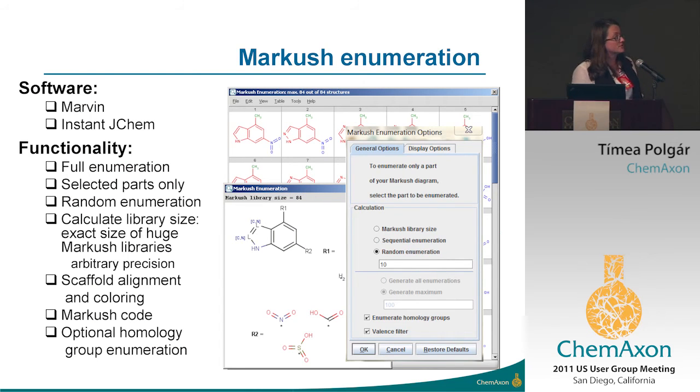So after searching, what else can we do with the Markush structure? You can enumerate the Markush structure. You can do it in Marvin and Instant JChem, and these are the options in Marvin for the enumeration. So a random full enumeration can be done. You can also calculate the library size, and there are other options helping you to analyze the results.